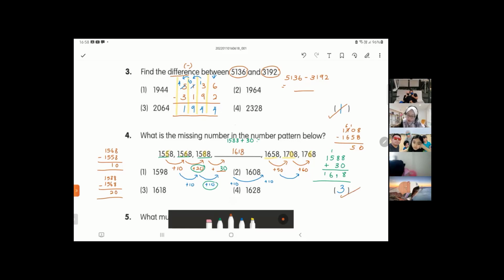Okay, then later on 1,618, you plus another 10. So over here will be plus 40. That's why you see the next one is 5. 1 plus 40 is 58. Okay. All right.